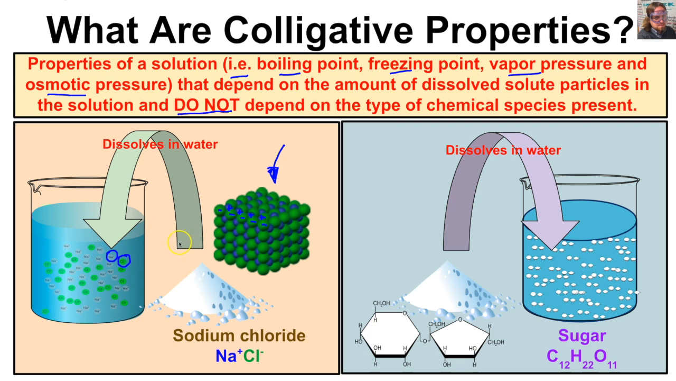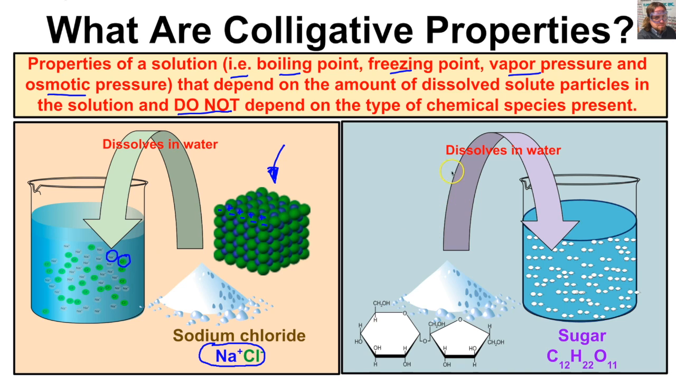So anytime you have particles like this floating around in water, it's going to increase the boiling point of that solution, and it's going to decrease the freezing point of that solution. So when we add an ionic compound like salt, or sodium chloride, to water, it's going to dissociate and produce ions that are free floating in the water, and that's going to cause its boiling point to increase and its freezing point to decrease.